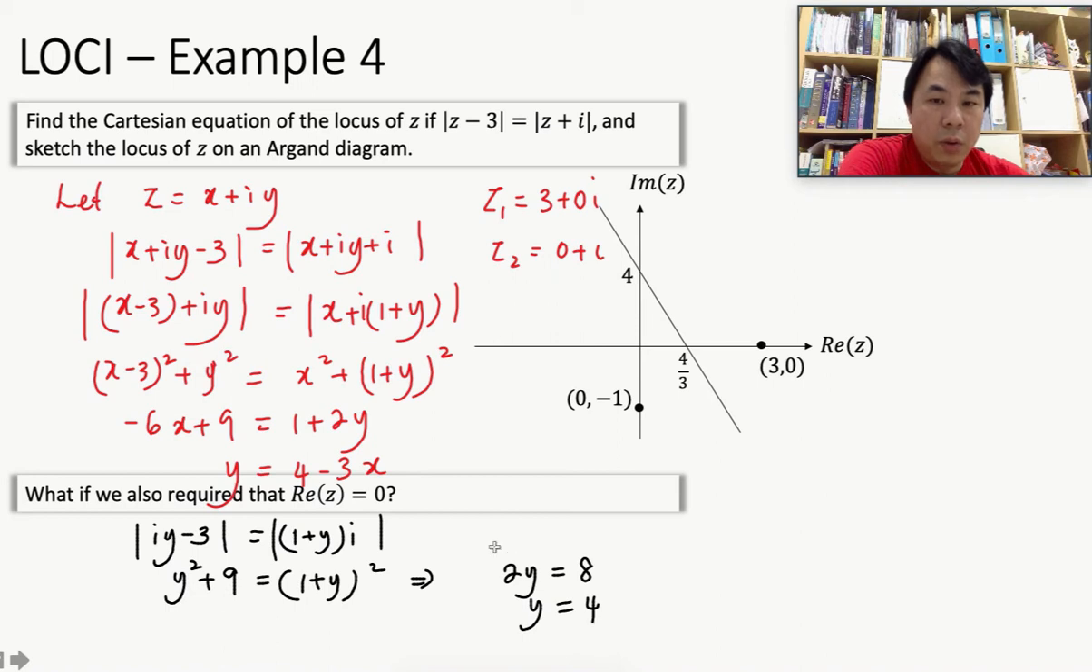Okay, now since y is equal to 4, and the real part of this z is equal to 0 here, therefore we are looking at just one specific point at 0, 4 here, which is actually somewhere here. Now that will be the only locus if the real part of this z is equal to 0. Now I hope that is clear. That is our last section of example 4. Right? Now I will move on to example 5 now.